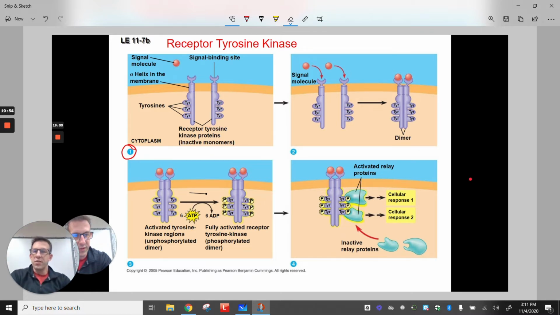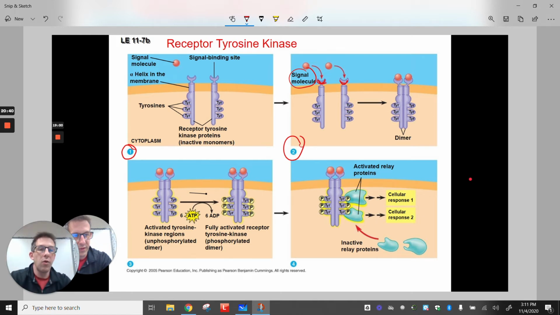Okay, so the next step, we're going to go ahead and start to activate receptor tyrosine kinase. And what we have to do to activate a receptor molecule in the cell membrane is to have it bind to a signal molecule. And so that's what we see here in picture number 2. Picture number 2 shows us signal molecules up here interacting with the active site of each of these receptors. Okay?